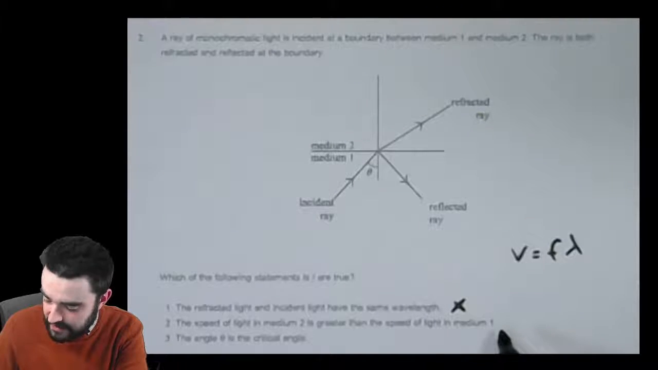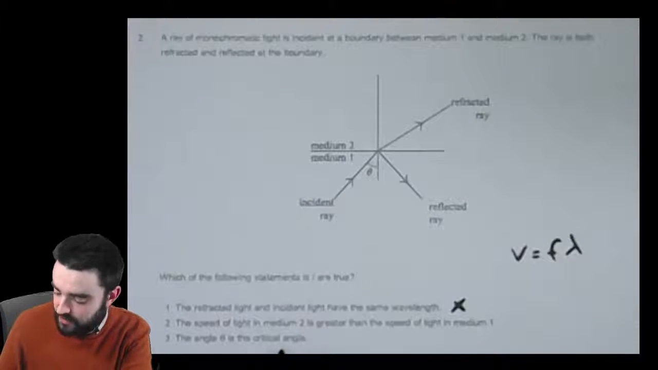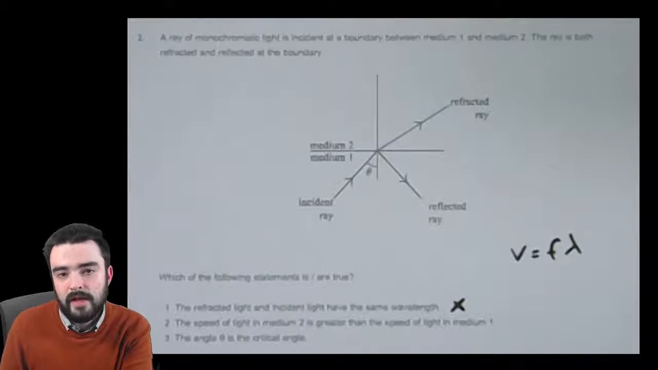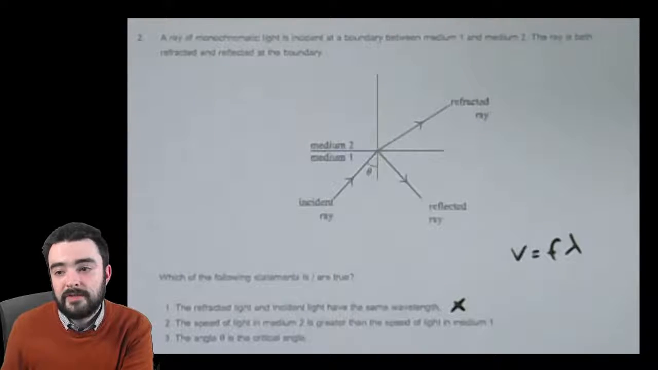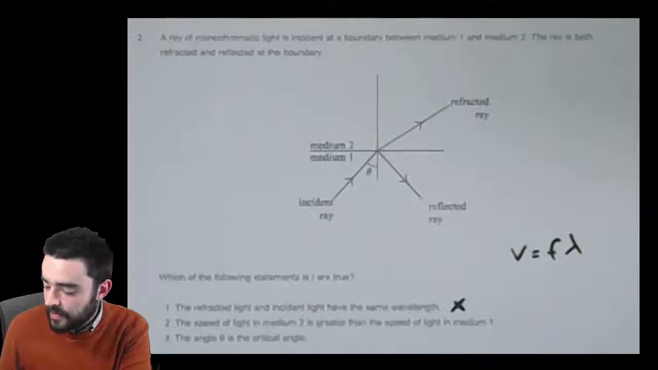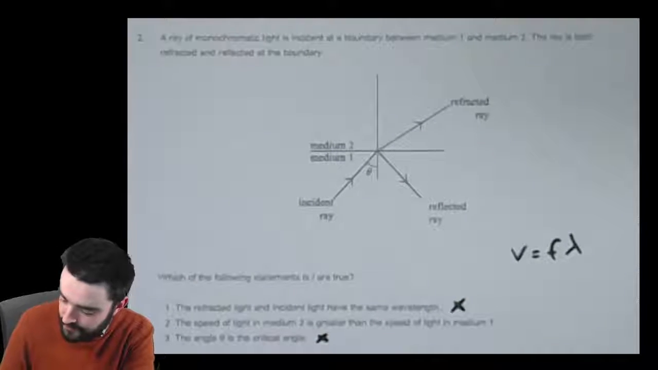Well, we'll come back to that in a minute. And the angle theta is the critical angle. Well, if the angle theta was the critical angle, that means that we were going to be meeting total internal reflection, and so there would not be a refracted ray because the refracted ray would be going along the boundary. So we know that is not true.